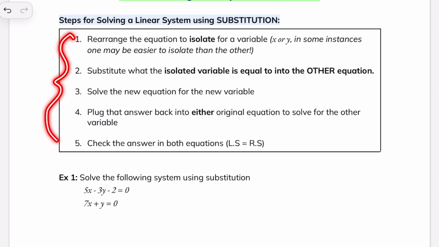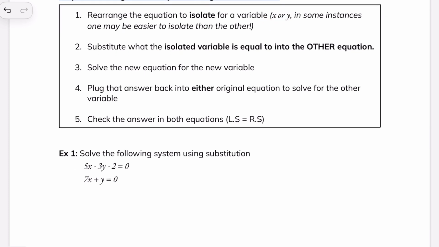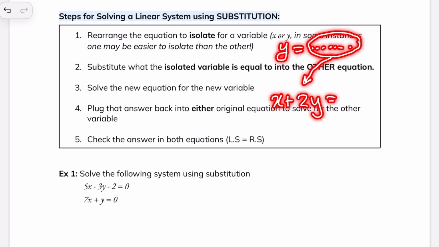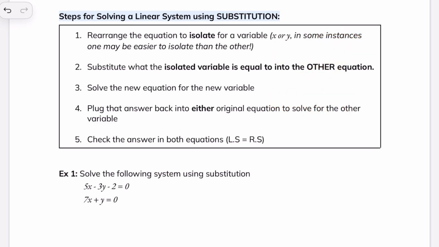So here I have some steps that I want you to keep in mind when you're solving these. First, rearrange an equation to isolate for x or y. Sometimes it's easier to isolate for one, it depends. Then you're going to substitute what the isolated variable is equal to into the other equation. So if I isolate for y, so let's say y is equal to a bunch of this stuff, this is what we're going to sub into the other equation. We're going to sub this into this y right here. Whatever this y is equal to goes into that y. I hope that makes sense. If it doesn't, don't worry, we're going to go over a lot of examples so you get used to it.